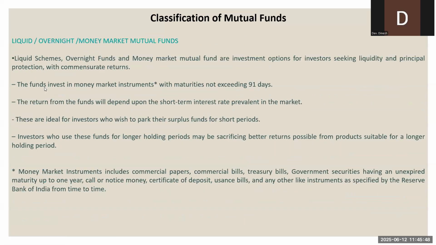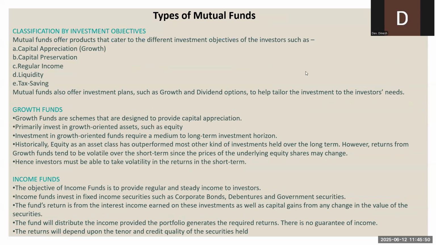Classification of funds by investment objectives. Capital appreciation, which is growth. Capital preservation, which is protecting the capital. Regular income, like monthly income that some investors will need, so they can invest in regular income schemes. Liquidity, which means I should be able to buy and sell at any point in time. Tax saving: there are ELSS schemes, equity linked saving schemes, which give tax savings, but they are not liquid.